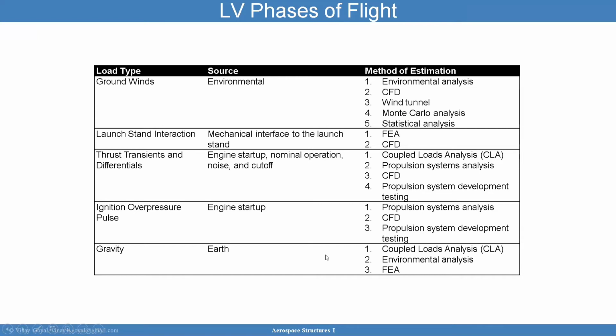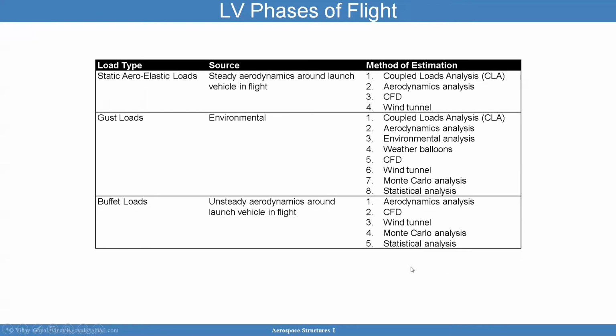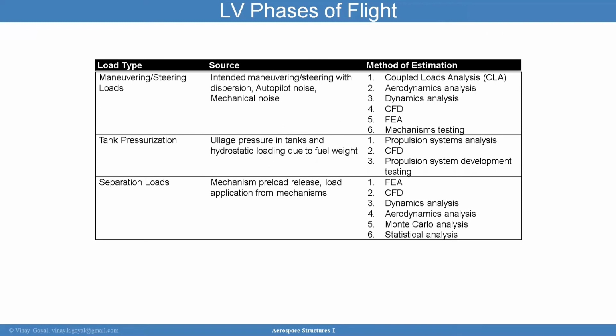Gravity, the source is Earth. The couple loads analysis, environmental analysis, and finite elements can be of help there. And then again, the statistical aeroelastic analysis is going to include CLA, aerodynamic analysis, CFD, wind tunnel testing, and so forth. So this just gives you kind of a big picture of what ways you have to estimate these loads.